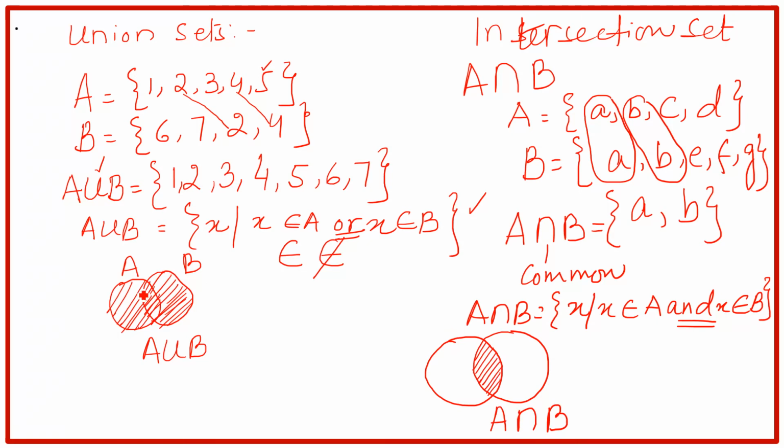In the case of union, you have to write down each and every element, so you have to shade A and B completely. Here the overlapping area is common, so for intersection you have to shade only this area. This is the intersection.